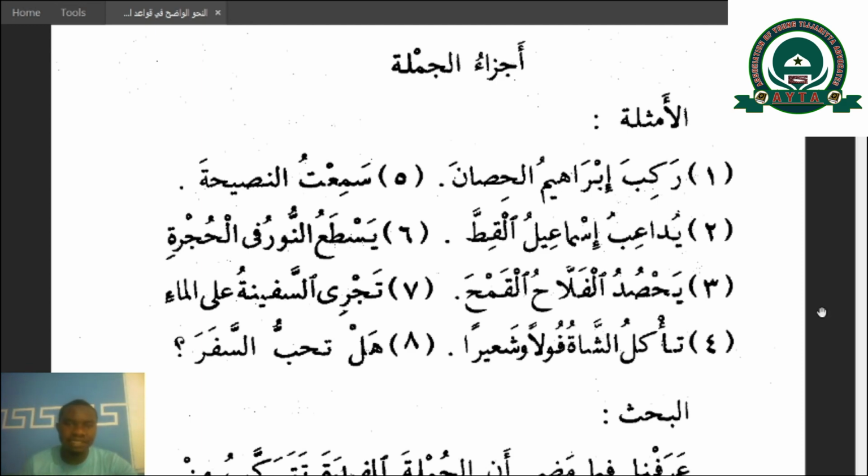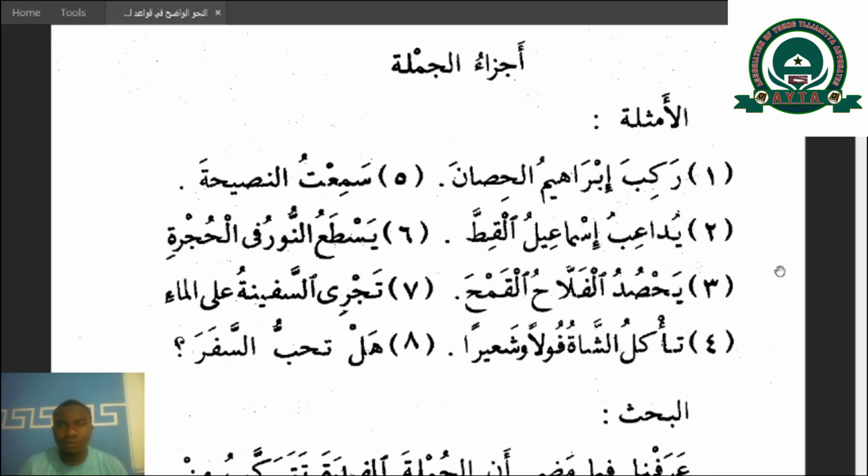We've already treated al-jumla al-mufida, the complete sentence, or beneficial sentence, or meaningful sentence. So today we are going to look at ajza al-jumla. When we say ajza, we mean the plural of juz'un, which is a part of something. Ajza is parts. So ajza al-jumla means parts of a sentence. That is what we are going to be taking through today.